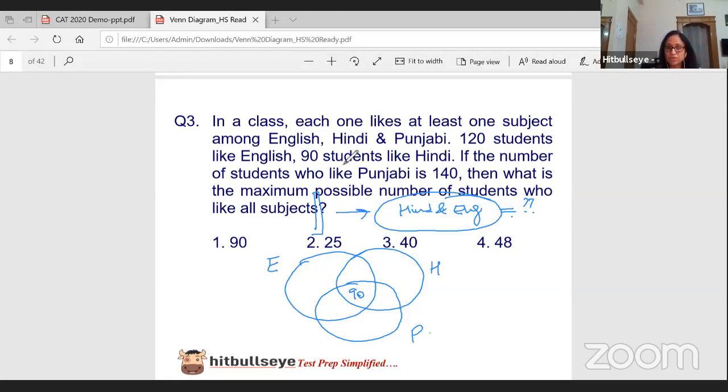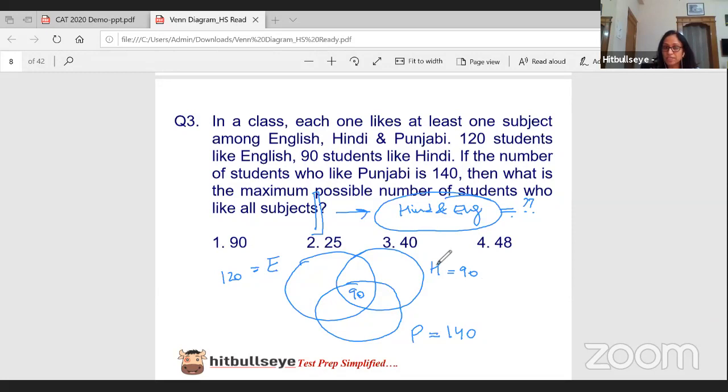Okay, let me give you a hint. 120 students are for English, 90 students are for Hindi, and the number of students who like Punjabi are 140. Use this and fill up the Venn diagram inside. That is the hint. Fill up the Hindi circle first.